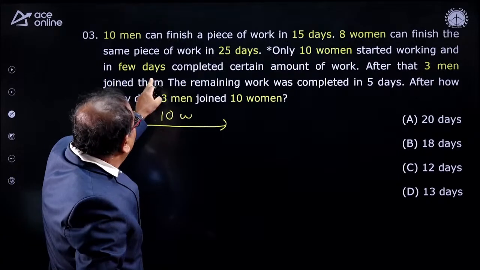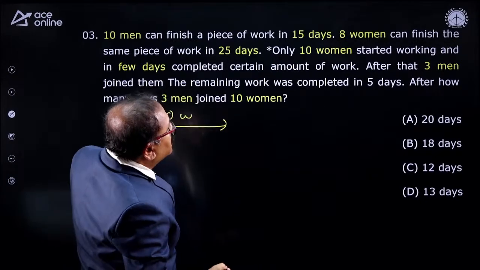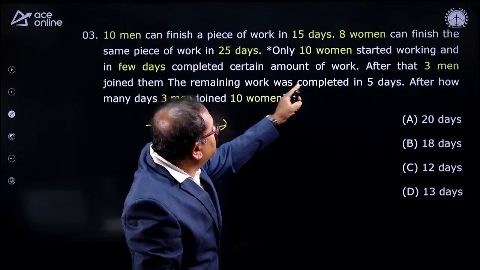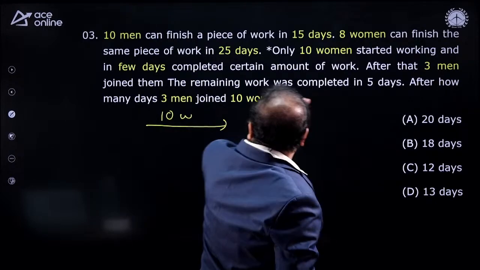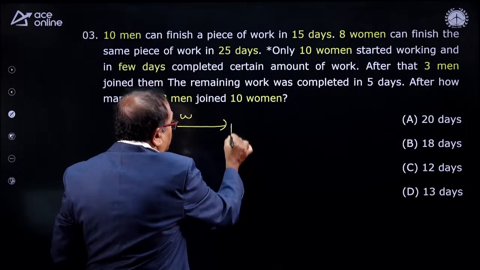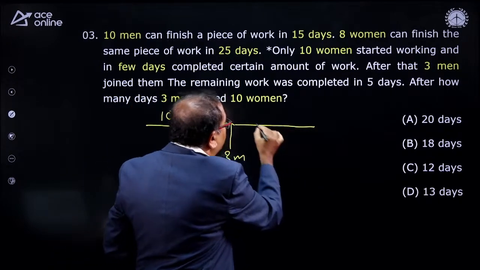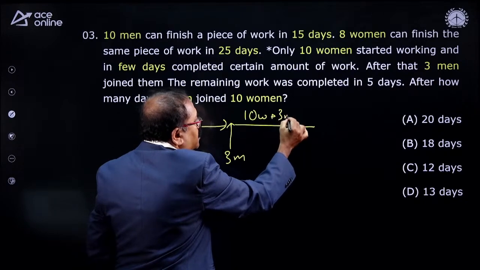Then 10 women started working and in a few days completed a certain amount of the work. After that, 3 men joined. Here 3 men are joining, which means the work from here will be done by 10 women plus 3 men.